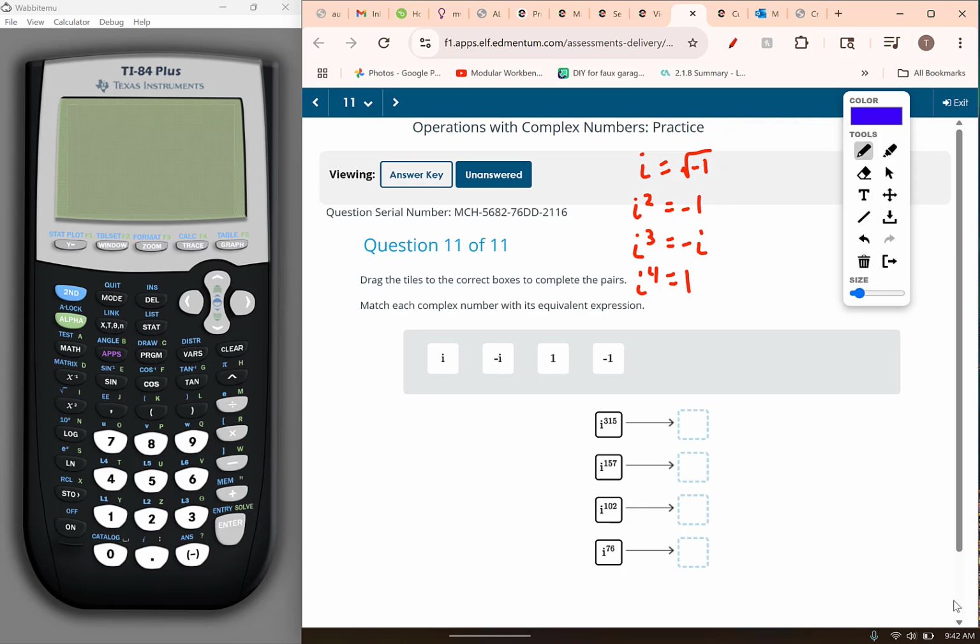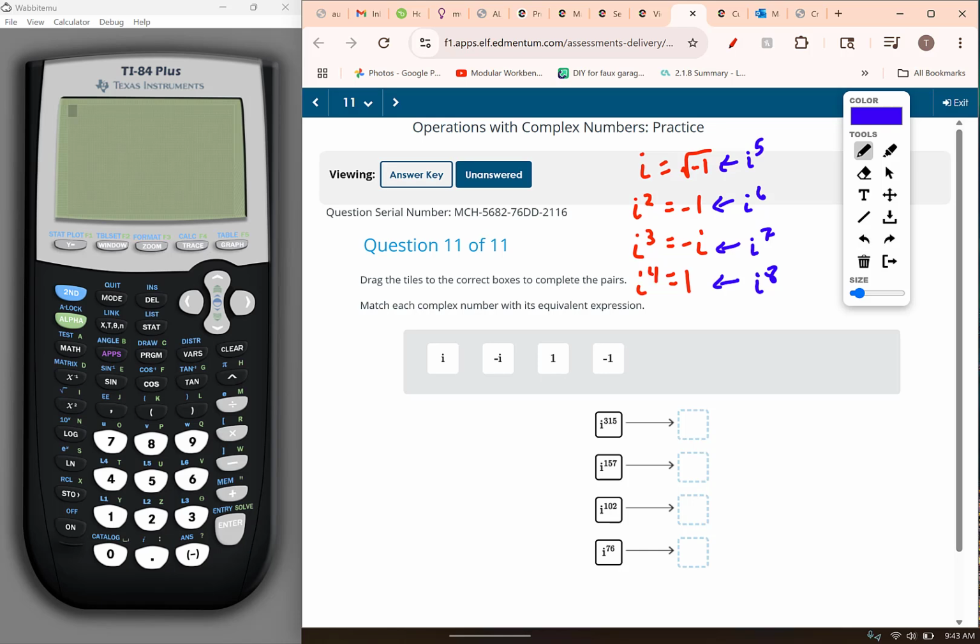So for instance, i to the fifth is equivalent to i to the first. i to the sixth is i squared, and i to the seventh matches up with i to the third, and i to the eighth matches up with i to the fourth. I want to concentrate on this last exponent of 4 rule first. So anything that has an exponent of 4 or that's divisible by 4 is ultimately going to equal 1.